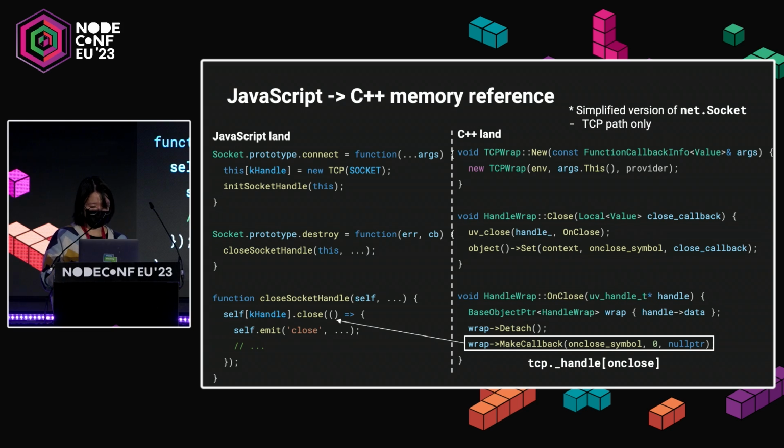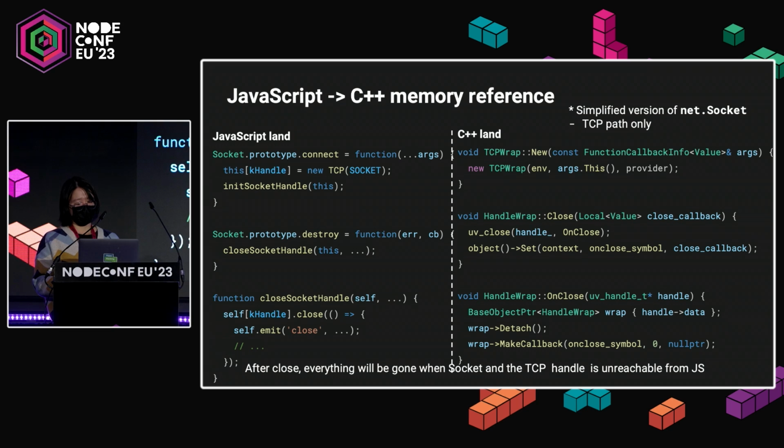Now, one last thing before we are done with the TCP wrap: we invoke the onClose JavaScript callback using make callback, and in this case, in the specific implementation of the socket, the close event will be emitted, and another bunch of cleanup will be done. And after close, everything will be gone when the socket and the TCP handle become unreachable from JavaScript.